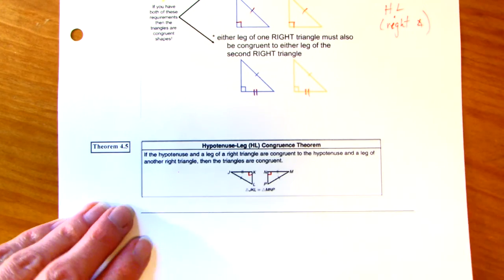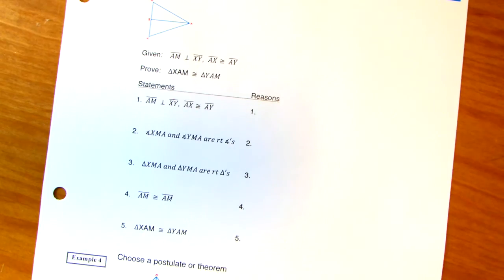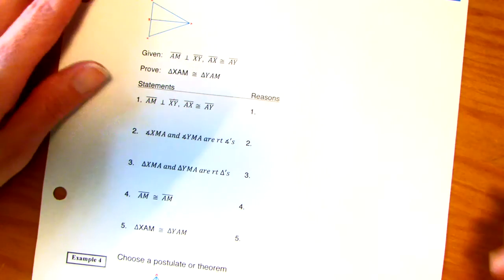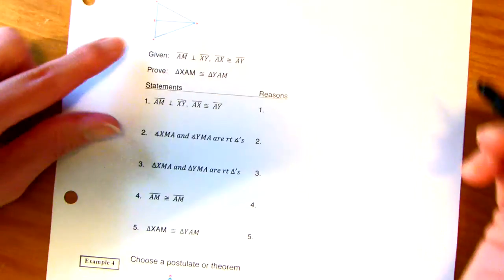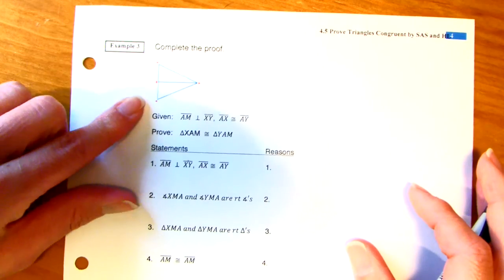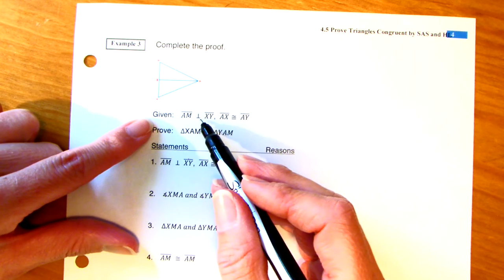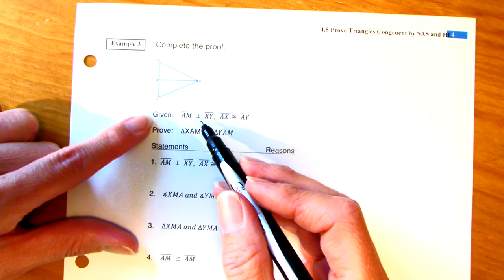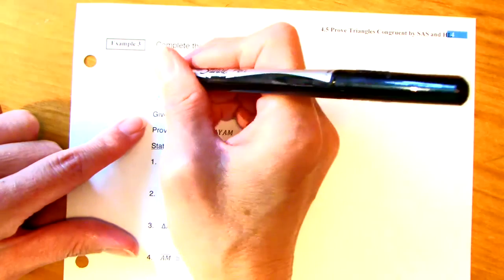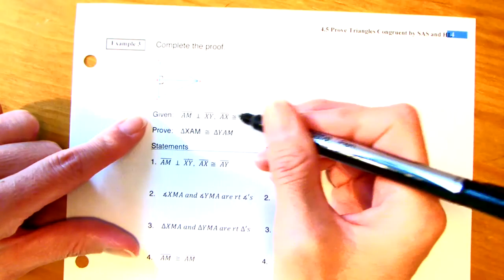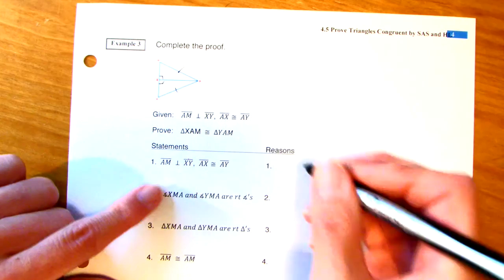All right, let's use this stuff. Complete the proof. Okay, so I don't know if you can see this, A, X, Y, and M. So it's the same triangle that I showed you before. AM is perpendicular to XY, and what does that do? Perpendicular lines are going to give you right angles, okay? And then I have AX is congruent to AY, so that's all given.